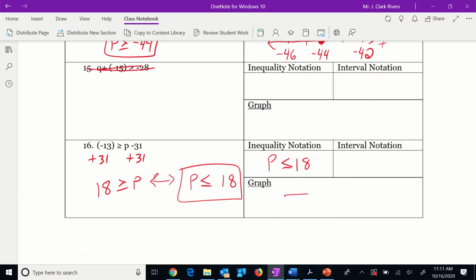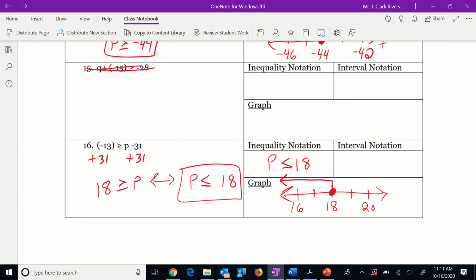All right, so our graph is going to focus around 18. That's 19, that's 20, that's 17, that's 16. Open or closed circle at 18? Well, it's or equal to, right? P is less than or equal to, so closed circle at 18. Less than or equal to, we're going to shade to the left.